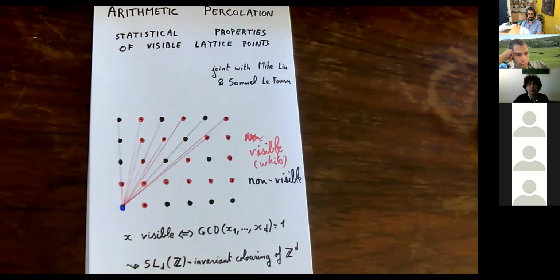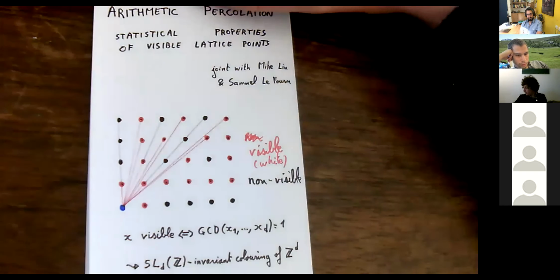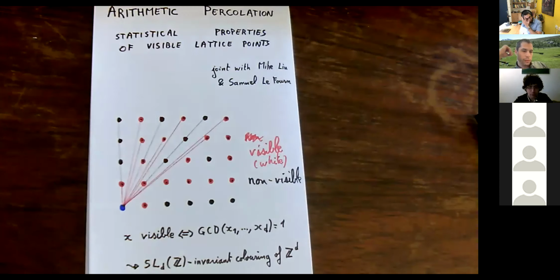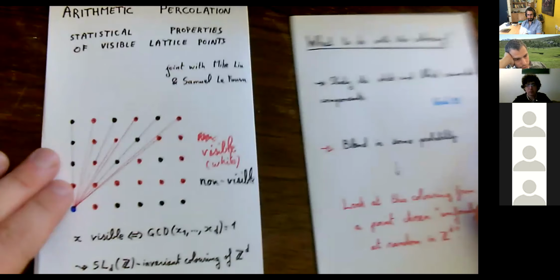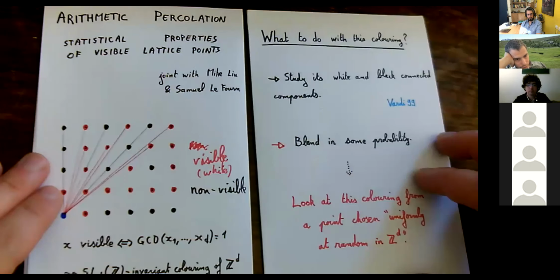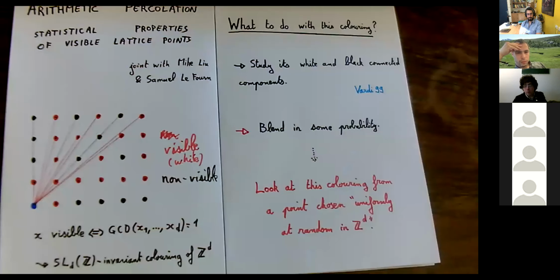Okay, so these comments being said, we can try and move on. And we have seen already what the coloring looks like. So what to do with it? Well, one thing we could do is study its white and black connected components. This has been done actually by Vardy in 1999, but it's not this angle of attack I want to have today.